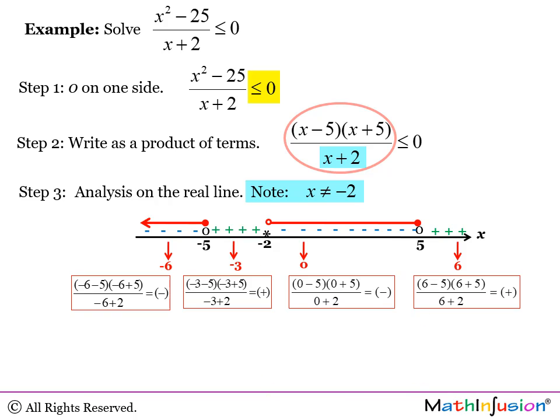And here's the answer, because we really want all the x's for which the expression x minus 5 times x plus 5 over x plus 2 is less than or equal to 0. Here is the answer written in interval notation. This is the most common notation used in calculus. Negative infinity to -5 including -5, and the other part is from -2, not including -2, to 5 including 5. Or all the x's which are less than or equal to -5, and x's which are greater than -2 and less than or equal to 5.